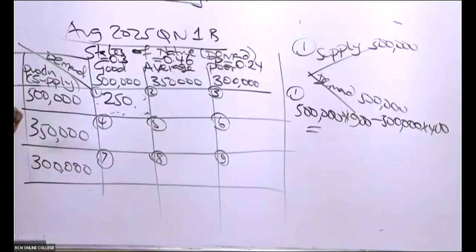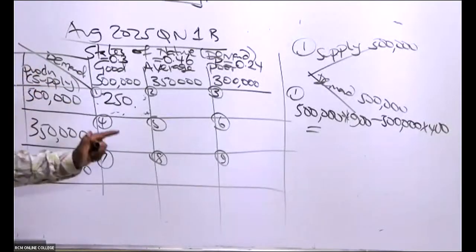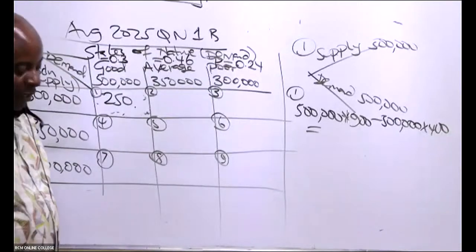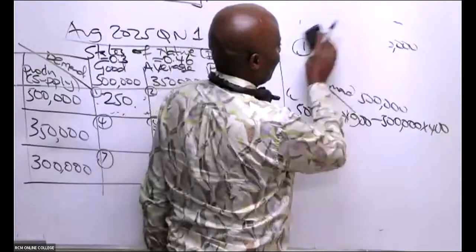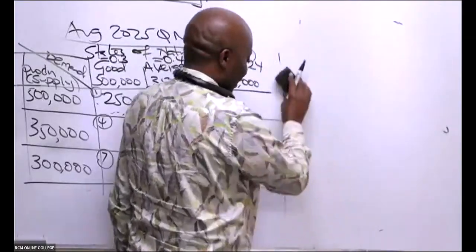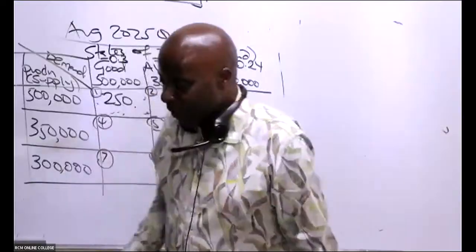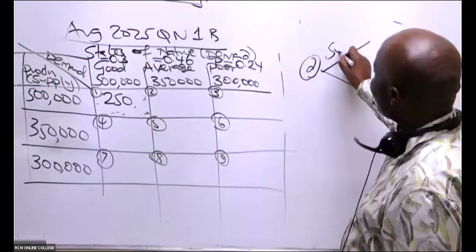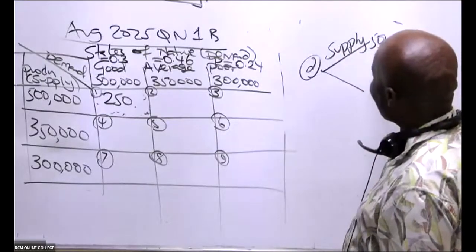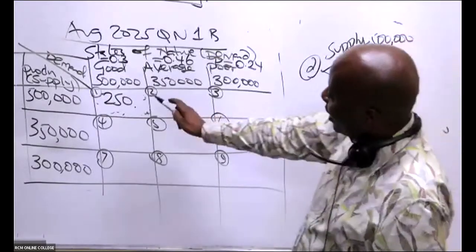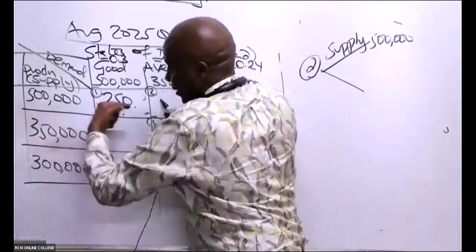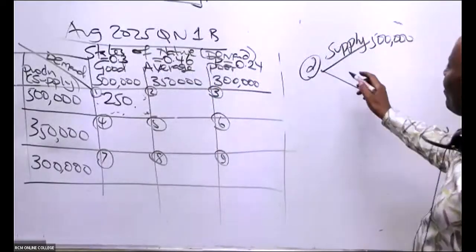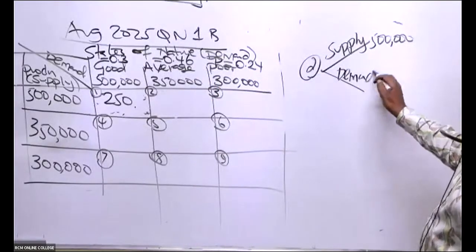So then let's argue out cell number two. Cell number two, what is happening, my friends? Aya, wacha tuone sasa. So katika cell number two, I'm seeing my supply is 500,000. This cell number two here, my supply 500,000. My demand from up is how much? 350. Demand is 350.